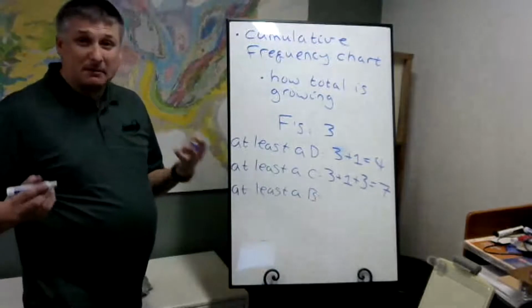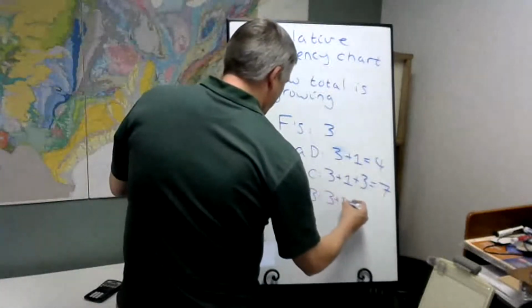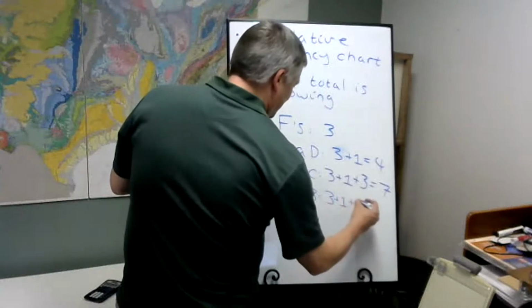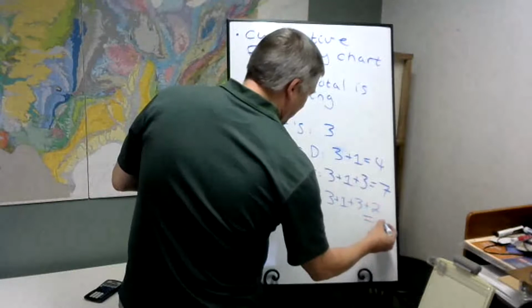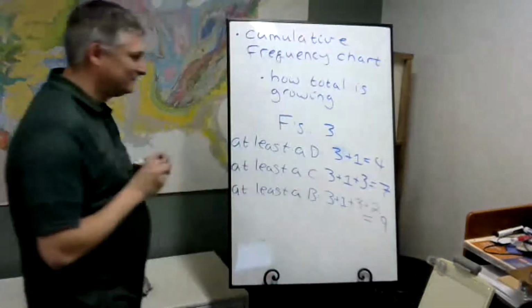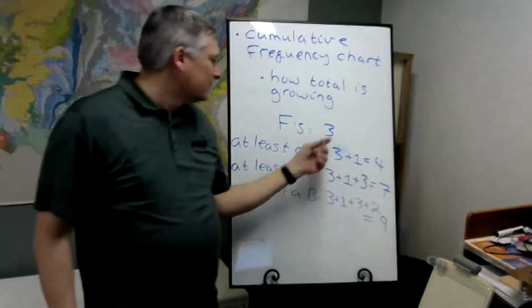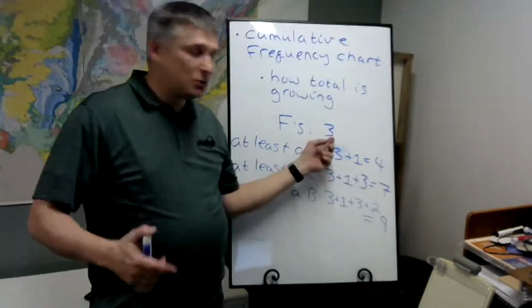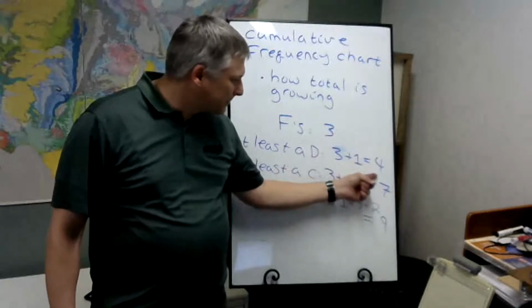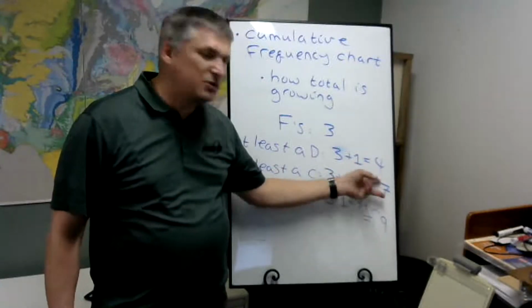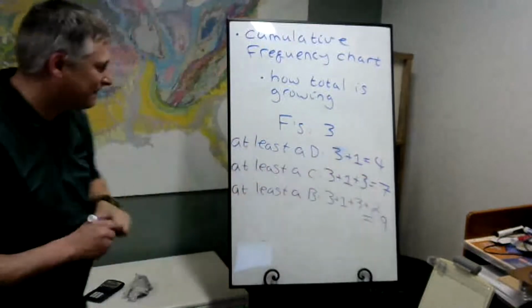So what about at least a B? Well, 3 F's, 1 D, plus 3 C's, plus 2 B's, that comes out to 9. And you can kind of see what's going on here. You can look at the jumps in the total. So 3 to 4 is not much. But then, okay, this is a jump of 3, this is a jump of 2. These two jumps are kind of similar. They're a little bigger than this one.